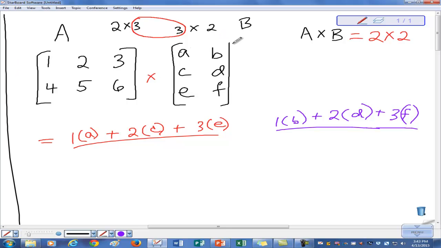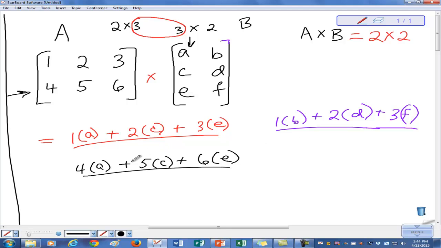Alright, now we're going to take the second row and multiply the first column. So we're going to multiply 4 times A plus 5 times C plus 6 times E. So it's second row rather, times the first column. So this would be 4 times A plus 5 times C plus 6 times E. And that'll be a single number in the second row, first column.